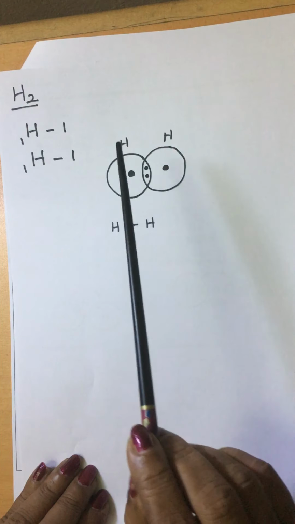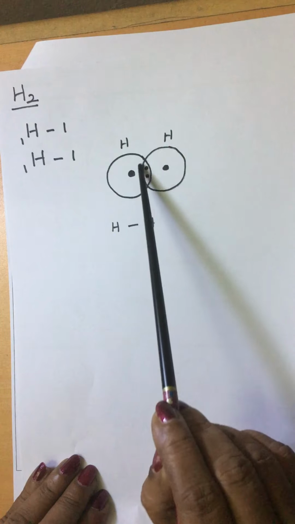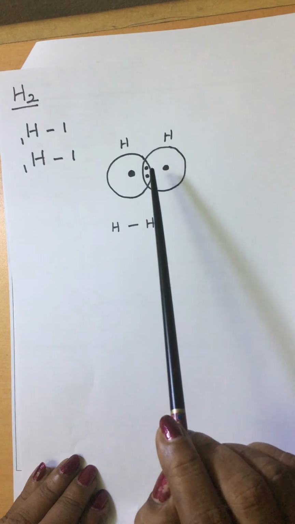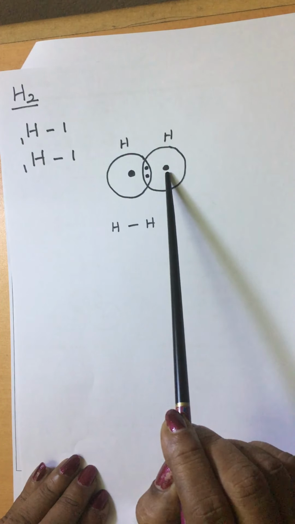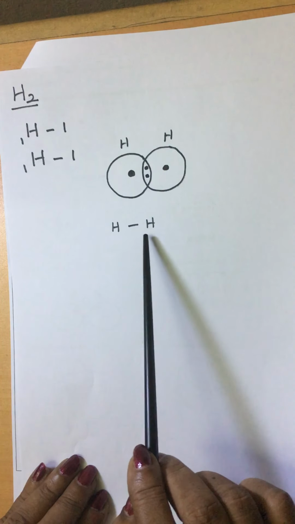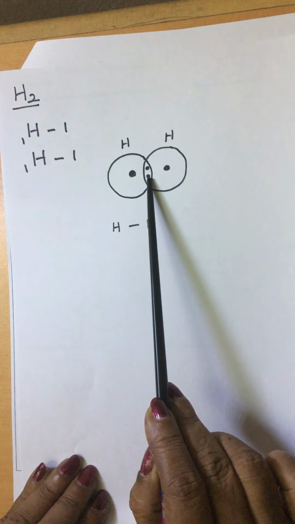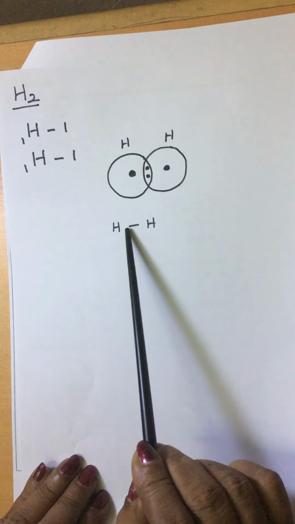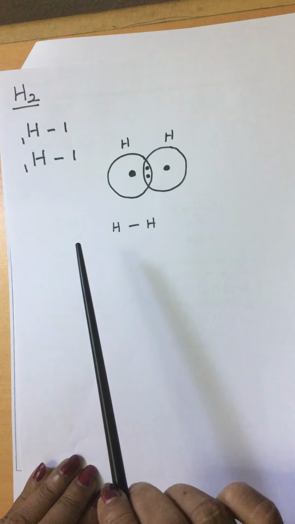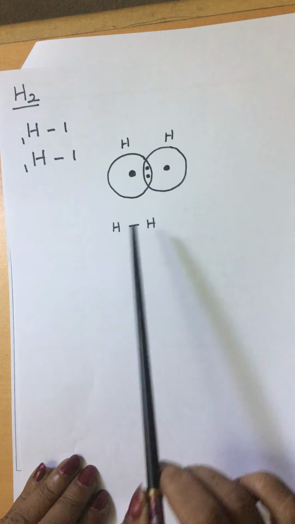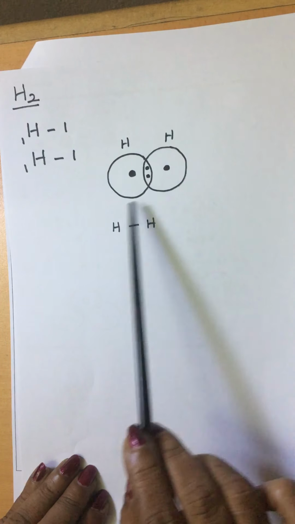So what happened? This hydrogen now has 2 electrons, and this hydrogen also has 2 electrons. That means the 2 electrons are common to both atoms. When you are writing the structure, for one pair of electrons sharing, you have to mark one line. This line indicates one pair of electrons sharing. This is the structure.